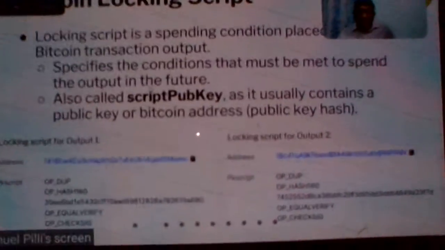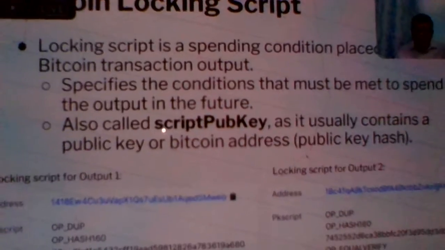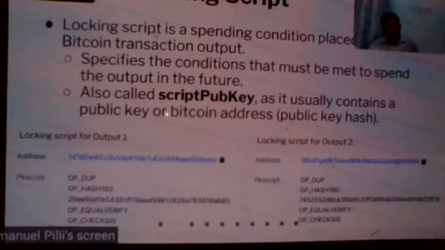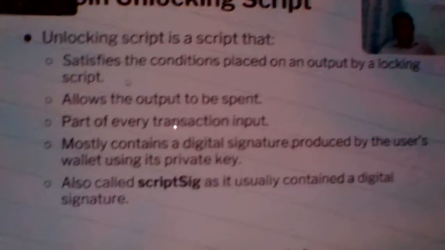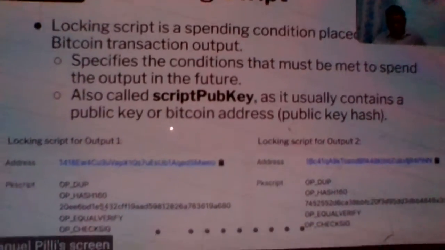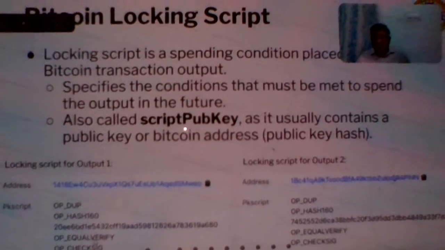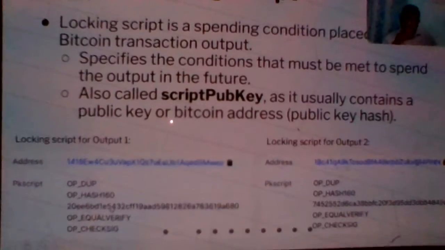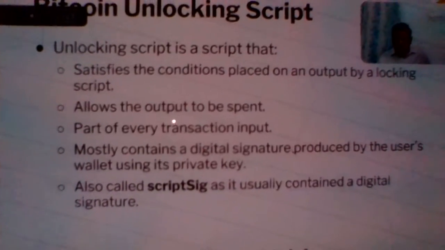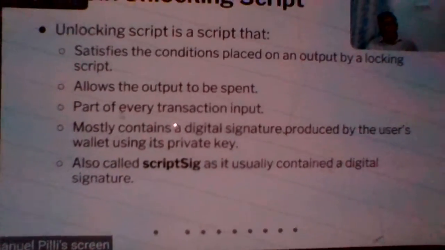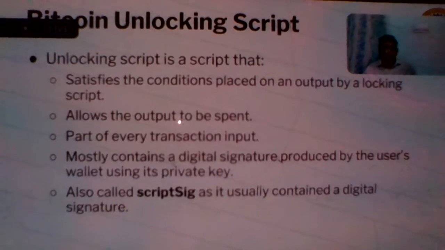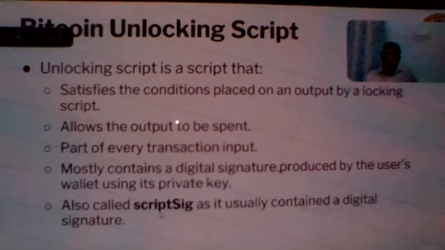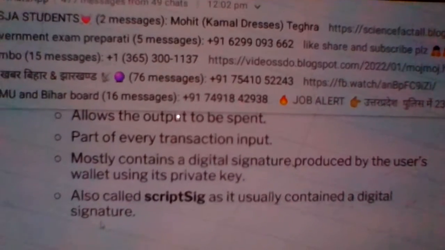Now, how do we do that? When we want this to happen, there is an unlocking script. The unlocking script satisfies the conditions set by the locking script. In the locking script, a certain hash has to be generated, and you have to check whether it is equal to that hash. If it is equal, then the unlocking script and the locking script check out, which allows the output to be spent. Part of every transaction input mostly contains a digital signature produced by the user's wallet using its private key. It's also called a script signature because it contains the digital signature.